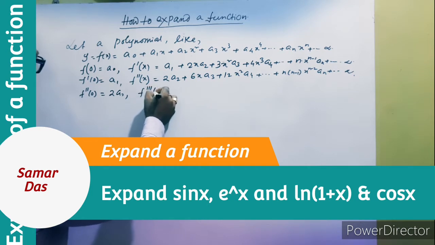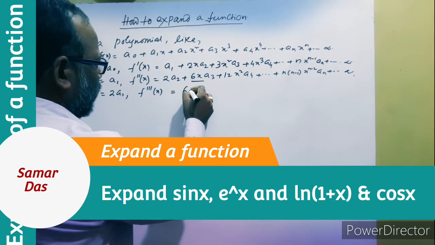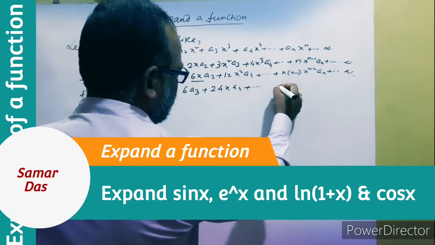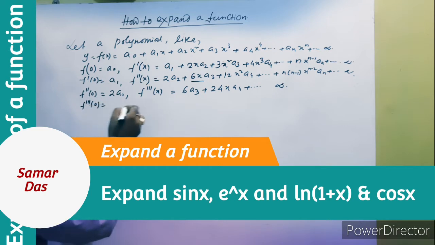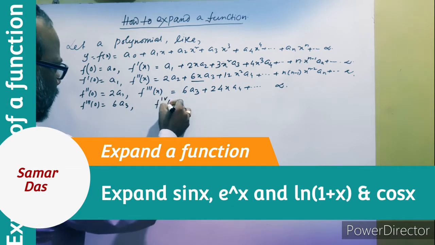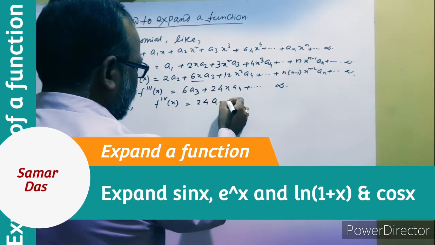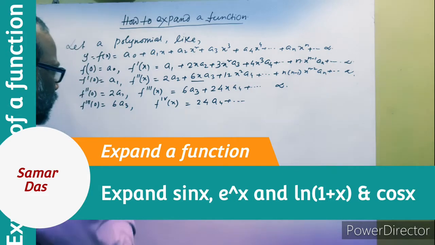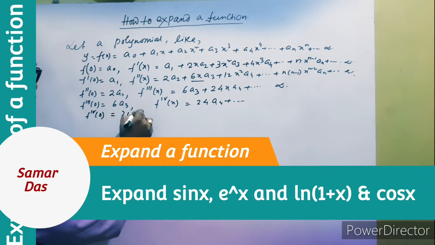Again differentiate with respect to x, this is the third order differentiation, we got 6 into a3, and 24 into x a suffix 4, dot dot to infinity. Then if we find at 0, the value is 6 times a3. Same as for the fourth order differentiation, we got 24 a4 plus dot dot dot. See, this is constant and all the remaining terms are variable with x. So you can clearly find the value, the fourth order derivative at 0 is equal to 24 a4.